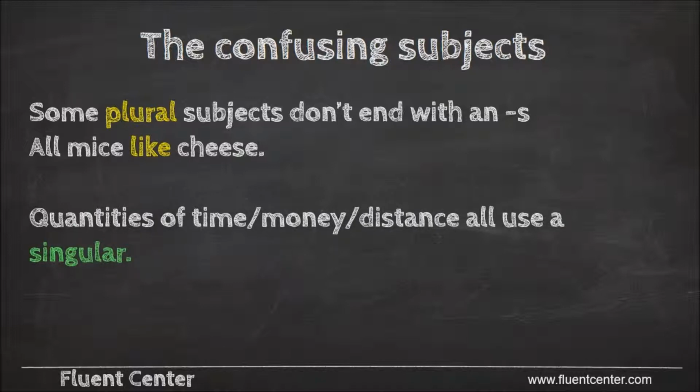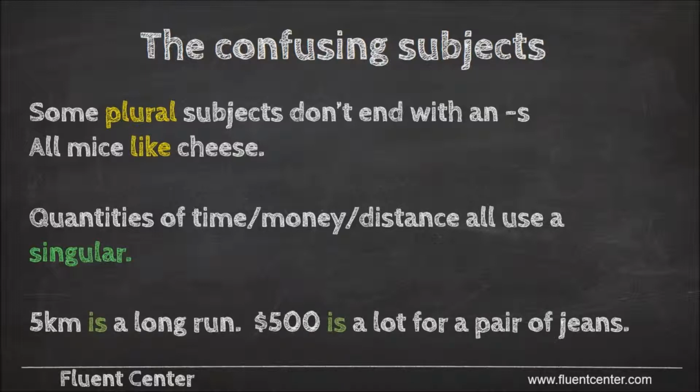Another thing, quantities of time, money and distance are all singular. 5 kilometers is a long run. Even though 5 is a number greater than 1, we still need to use a singular verb. $500 is a lot for a pair of jeans. Again, even though this is plural, we still need to use the singular verb, is.